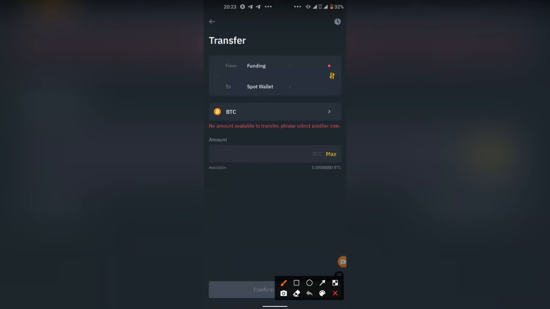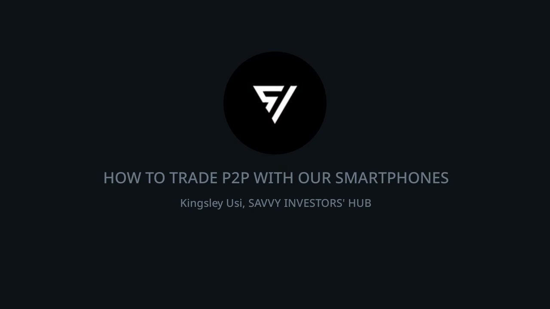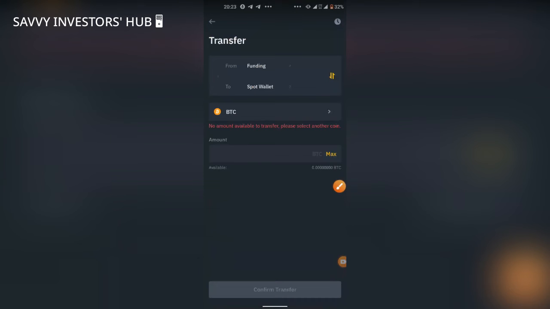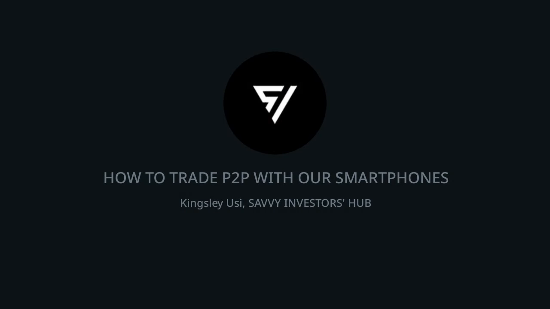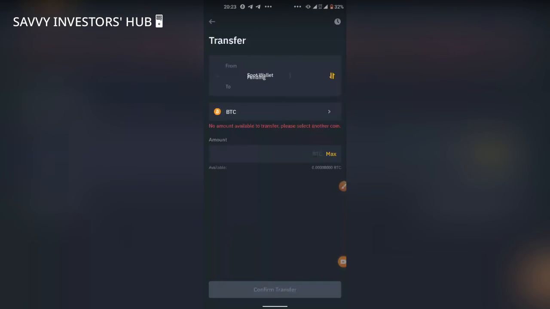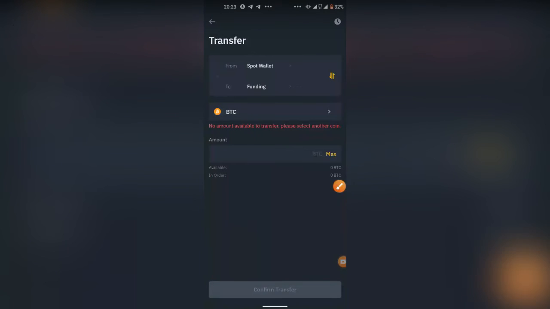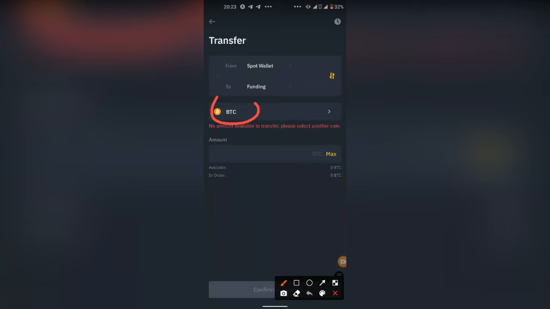So I will click on this, and then spot should be up, while funding should be down. If I'm transferring from funding to spot, spot should be down, while funding should be up. But I want to transfer from spot to funding. I'm gonna do this now. And the next thing I'm gonna do is click this BTC icon here to change my asset.